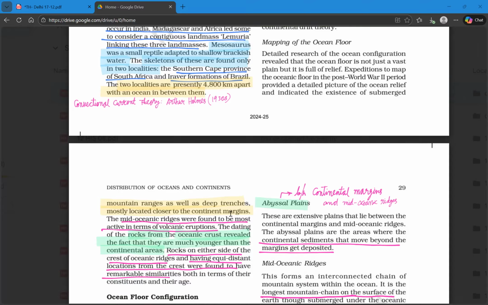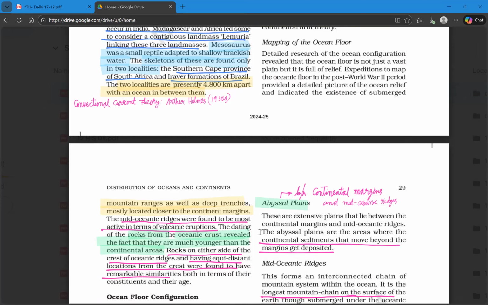So, mountain ranges are the highest elevated structures, but deep trenches are the deepest points. And where are these located? These are located closer to the continent margins. The mid-oceanic ridges were found to be most active in terms of volcanic eruptions.